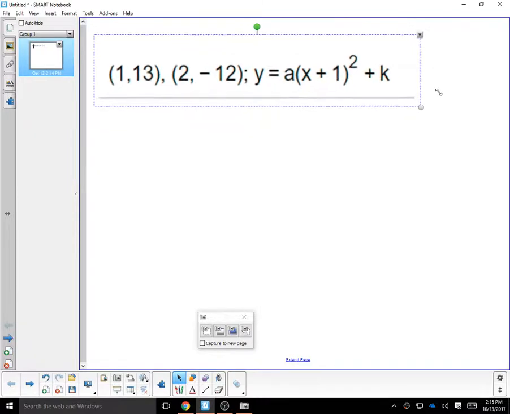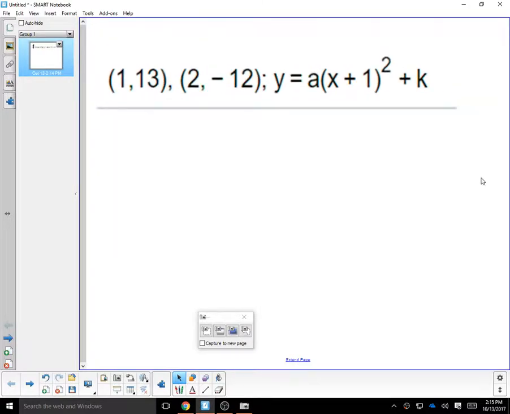Silento. I tried to say silencio and silento came out.